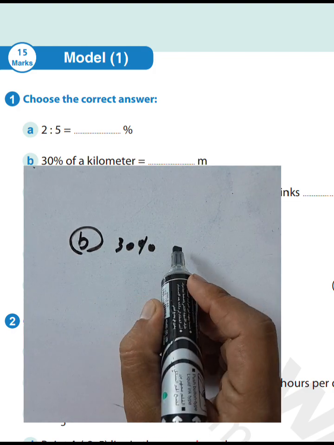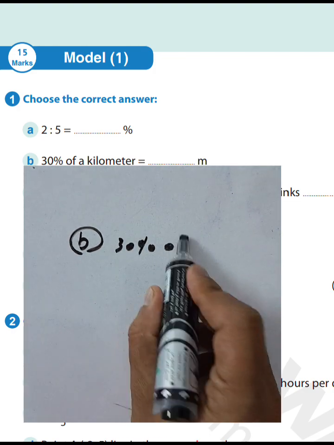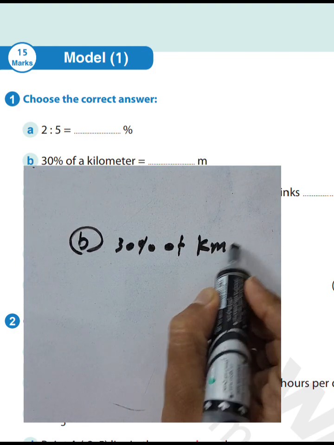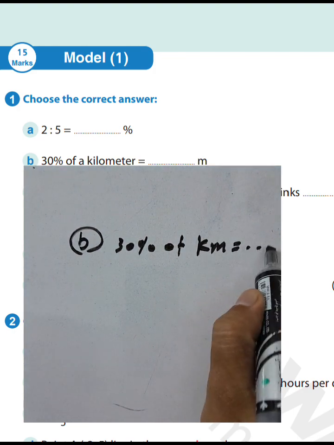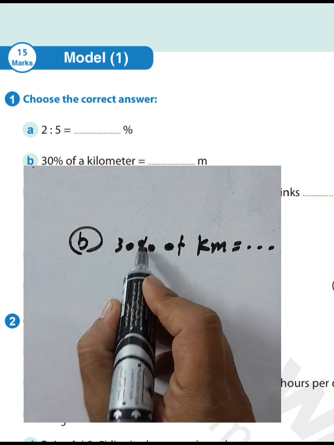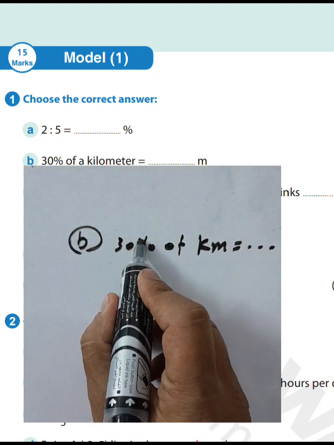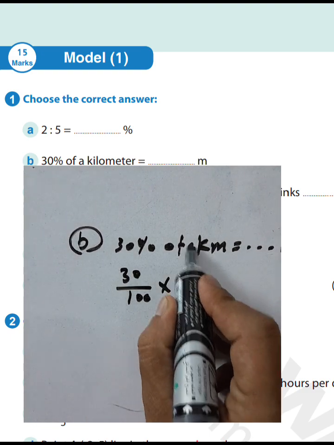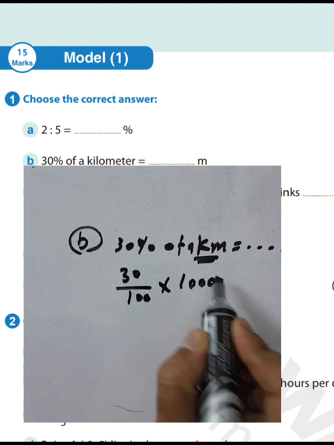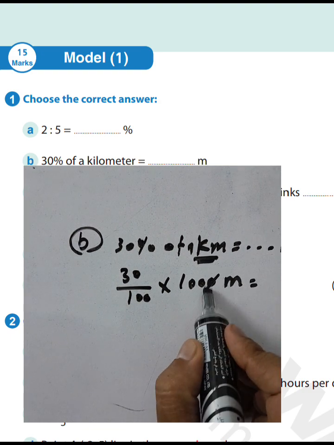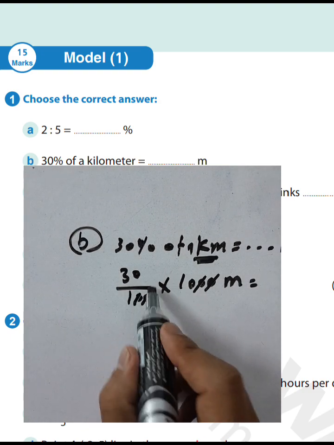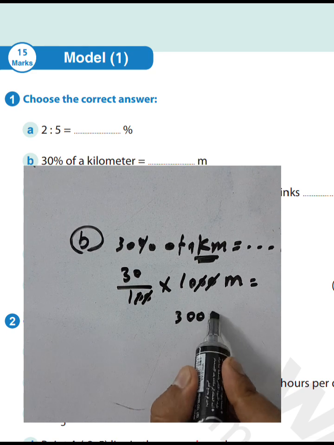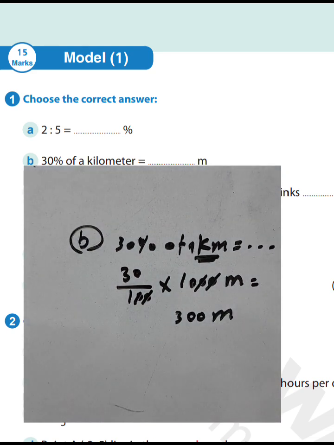30% of a kilometer equals space meter. We want to convert here this percent 30 over 100 of a kilometer. 1 kilometer equals 1000 meters. Cancel double zero by double zero and the result will be 3 times 10 equals 300 meters, and the result here will be 300.